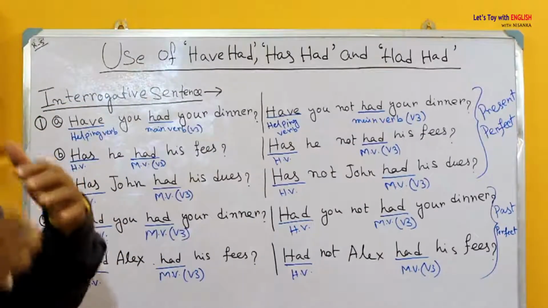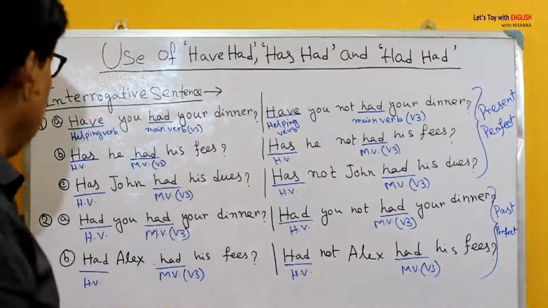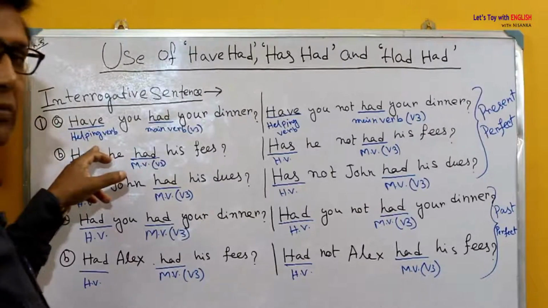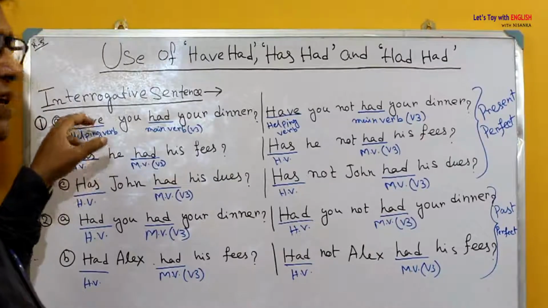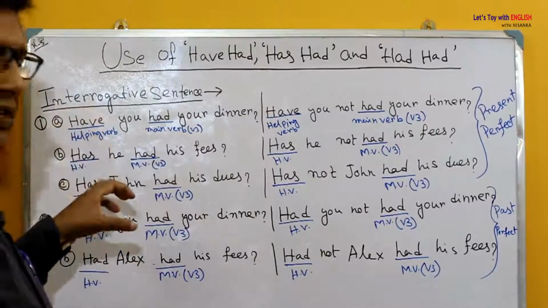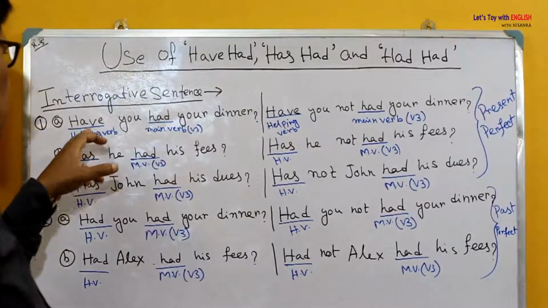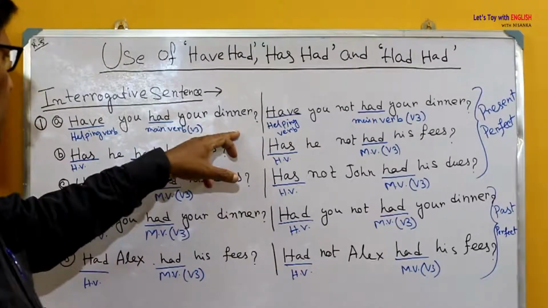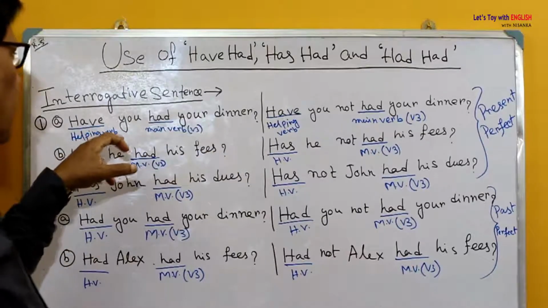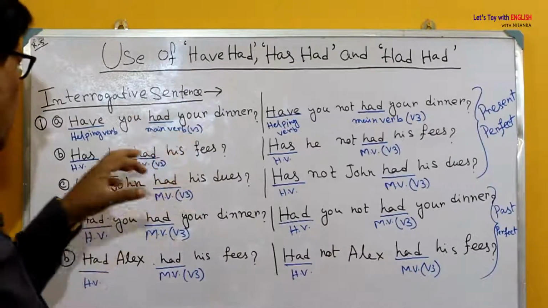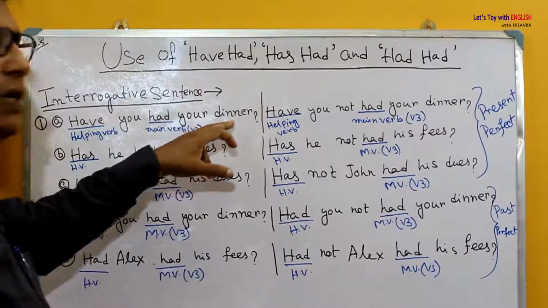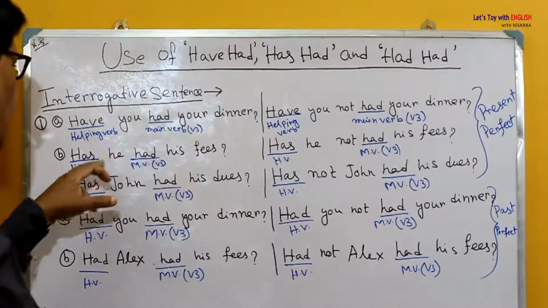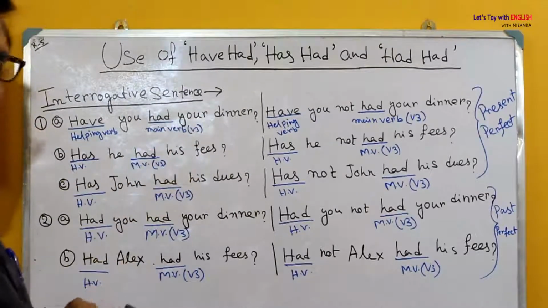In interrogative sentences, mind it, the auxiliary verb or the helping verb will be placed first. So, have you had your dinner? I am asking you whether you have had your dinner or not. Have you had your dinner? Okay? Or has he had his fees?